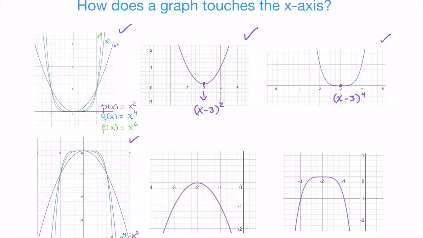When you see the graph and you want to get the equation from the graph, you can approximate the exponent by looking at how flat it looks near the root, but it's always an approximation. So we can say this is like (x - 3)^4.